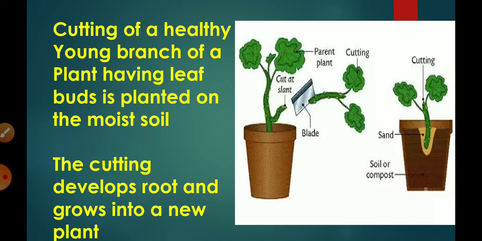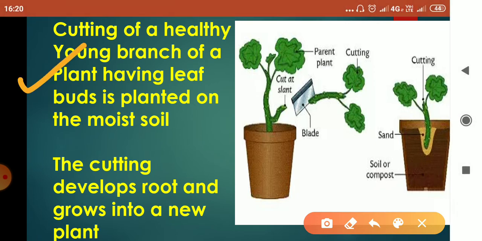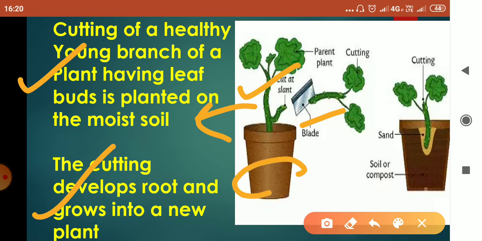In this method, a cutting of a healthy young branch of a plant having leaf buds is planted on the moist soil. The cutting develops roots and grows into a new plant. Children, this is a potted plant, and from this plant a healthy young branch is cut at a slant. Remember, we have to do the cut at a slant. Why? To expose the maximum area for water absorption.